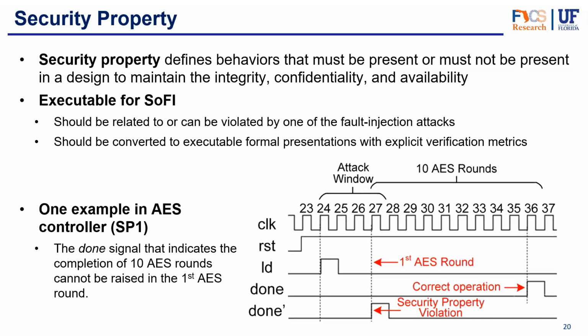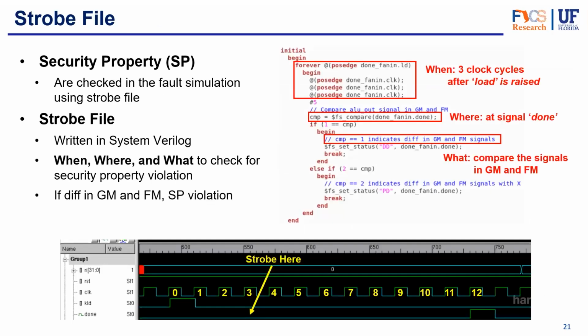And then our framework tries to see how many of them can be violated by injecting faults in different locations. These security properties can be written or prepared in Strobe files in SystemVerilog, which say when, where, and what to check for a security property violation. And we do a differential analysis with the good circuit and the faulty circuit, and see whether the fault has a significant effect on the security properties.